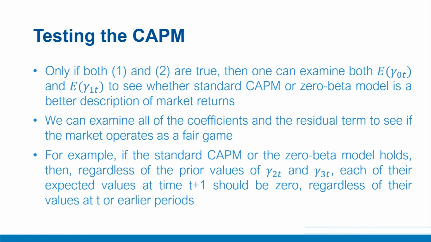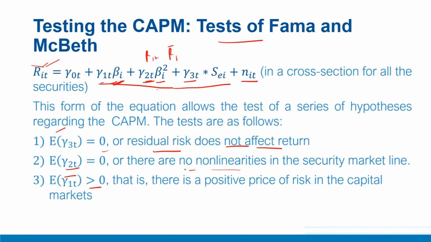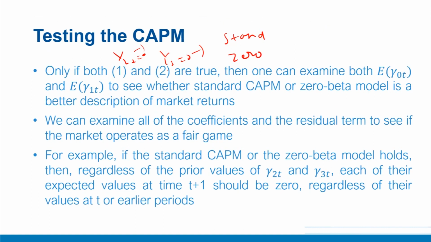Now, in the previous set of hypotheses, only if gamma 2t and gamma 3t are 0, can we say with statistical significance that some version of standard CAPM or zero beta CAPM is valid, because these two correspond to certain coefficients, if you recall, gamma 2 and gamma 3, which are not consistent with the postulation of standard or zero beta version of CAPM. So they need to be 0.